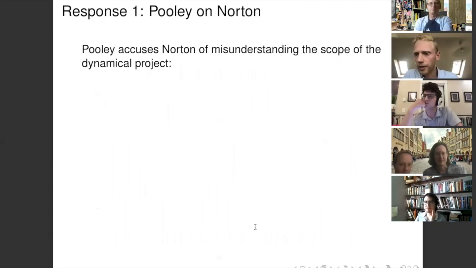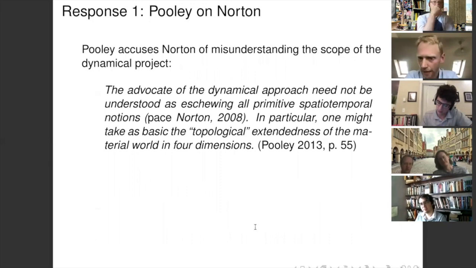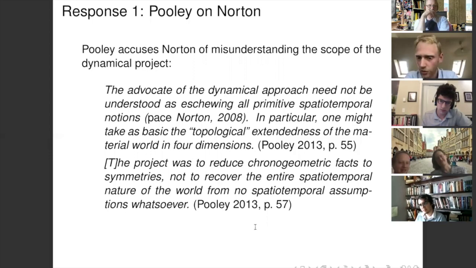So the first is from Pooley's 2013 paper on substantivalism and relationalism about spacetime, which, by the way, has a very nice short summary of the dynamical approach as well. So Pooley says, "The advocate of the dynamical approach need not be understood as eschewing all primitive spatiotemporal notions, pace Norton 2008. In particular, one might take as basic the topological extendedness of the material world in four dimensions. The project was to reduce chronogeometric metric facts to symmetries, not to recover the entire spatiotemporal nature of the world from no spatiotemporal assumptions whatsoever."